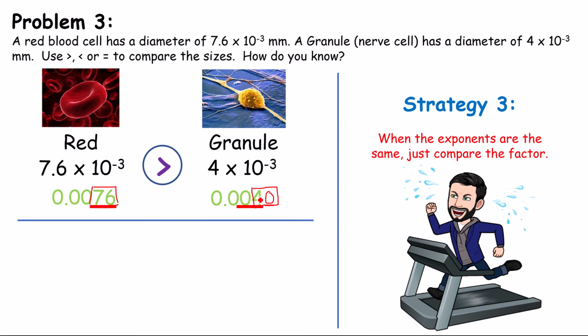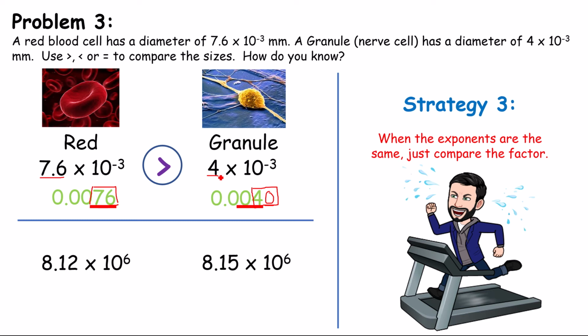That gives us rule number 3. If the exponents are the same, all we have to do is compare the factors, because regardless of what the decimal value is going to be, or the place value is going to be over here, if these are the same, the number that's larger in the front will always give you the larger value.